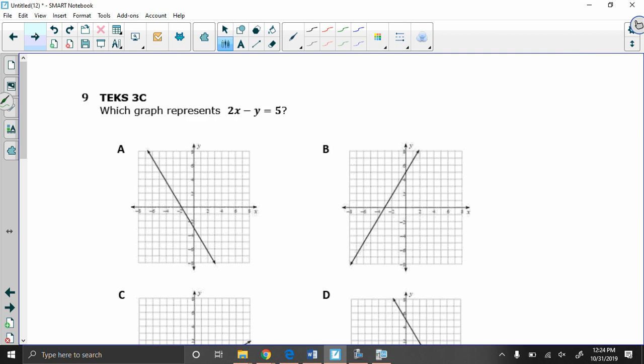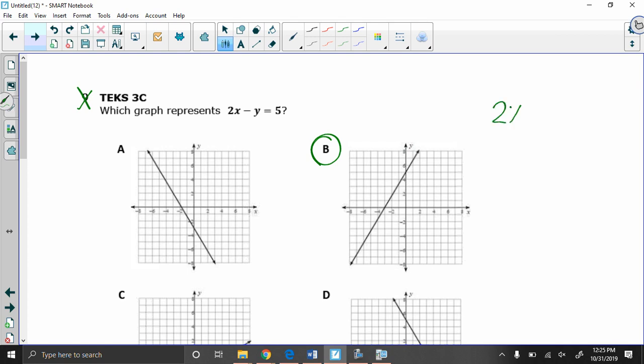All right, number 9. So number 9, your teacher probably told you that we crossed this out because none of the answers matched the equation given. The correct answer should have been B. So this should have been B, and your teacher might have told you that if you do this problem, tell me what's wrong, we'll give it to you as extra credit.